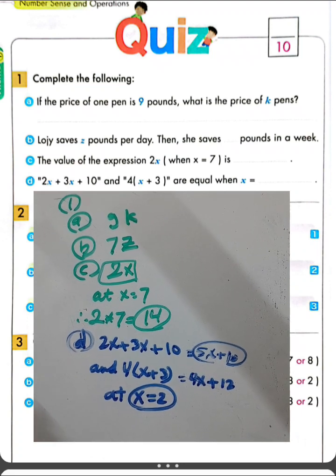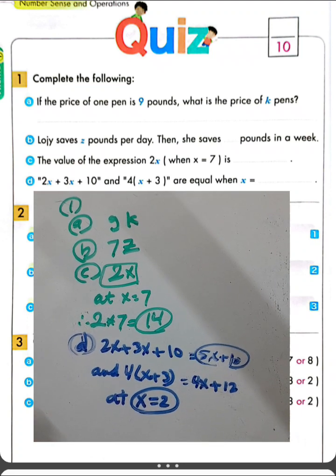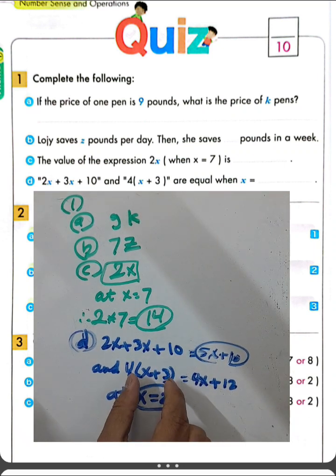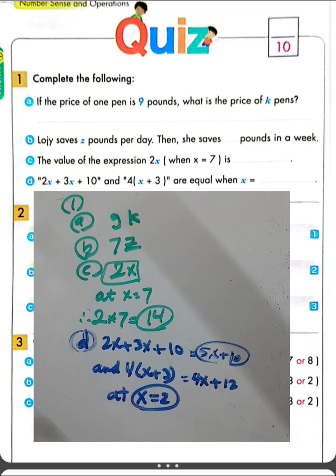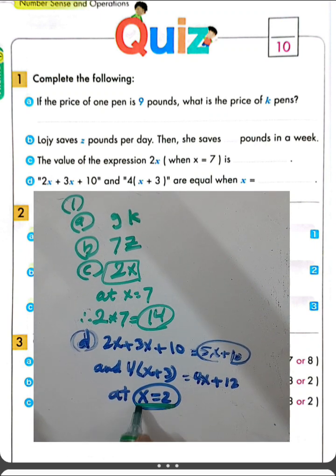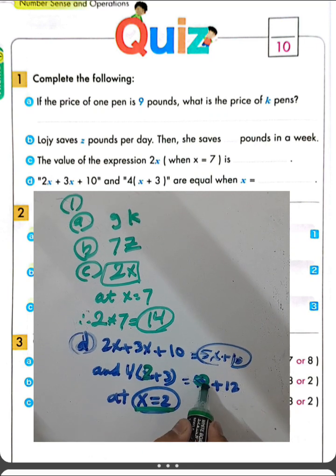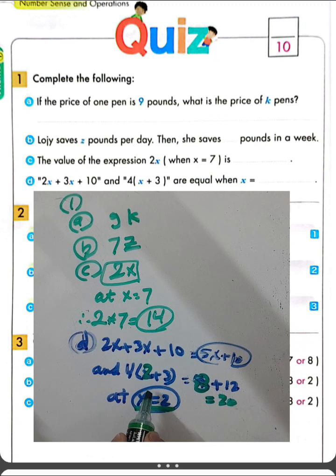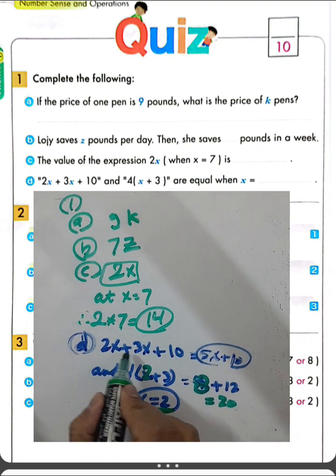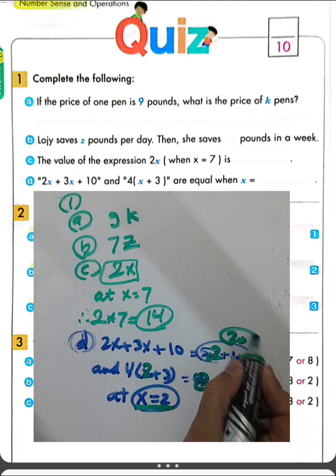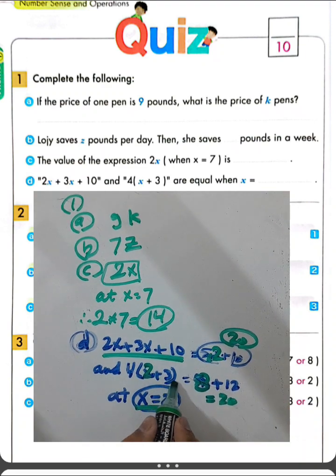Again, 2x plus 3x plus 10 and 4 multiplied by the sum of x and 3 will be equivalent at x equal to 2. Put x equal to 2 here: 4 times 2 will be 8, 8 plus 12 will be 20. And here, 5 times 2 equals 10, 10 plus 10 equals 20. Then the two expressions will be equivalent at x equal to 2.